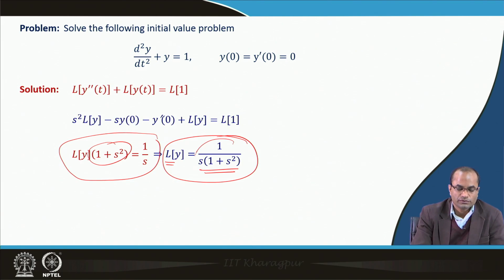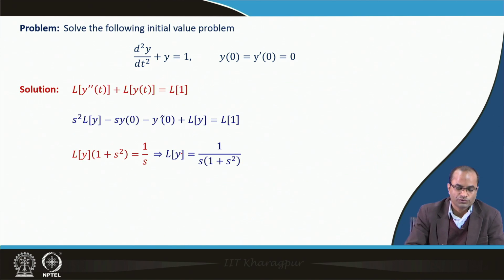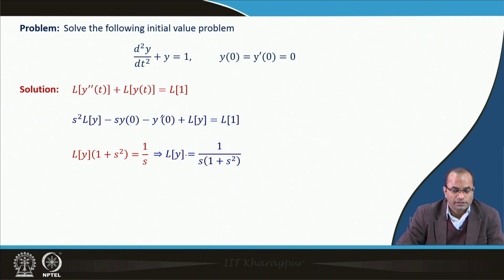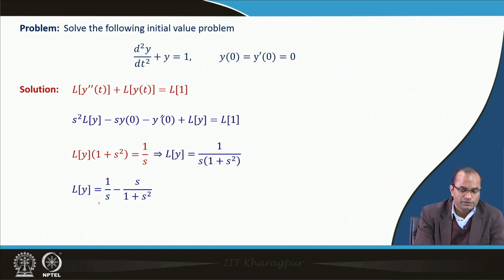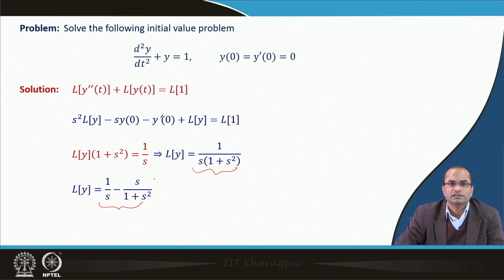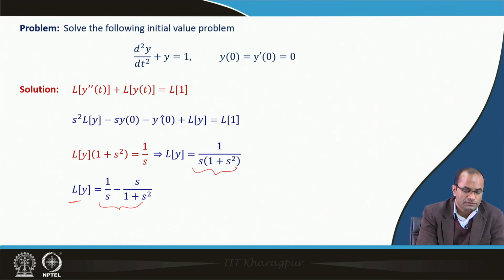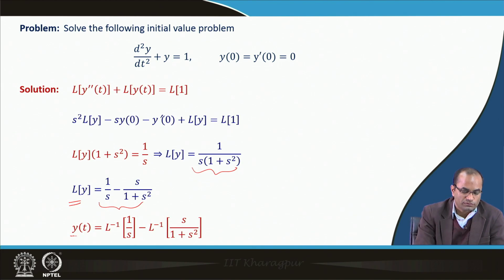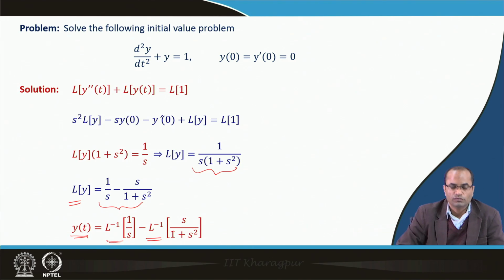To take the inverse of this, we can either apply the convolution theorem or do partial fractions. This we have already discussed before, so we will not spend time on the inverse Laplace transform. For instance, we can do partial fractions: 1 over s minus s over 1 plus s squared. This is the Laplace transform of y, and then we can apply the inverse technique. So, y t will be L inverse of 1 over s minus L inverse of s over 1 plus s squared.